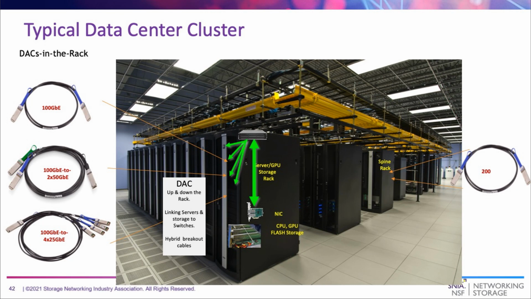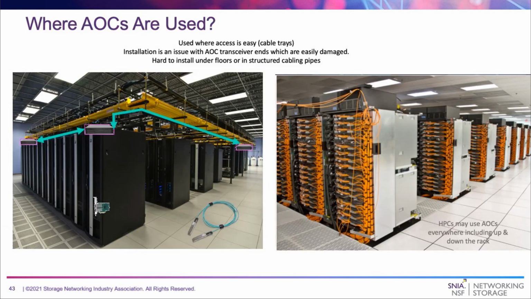So here's just a couple more slides. This is a typical data center picture. You can see the cable tray in yellow at the top. You're going up and down the rack with DAC cables, and you might have a splitter or a 2x splitter or 4x splitter, or even a straight, depending on what you want. And then if you use active optical cables, you're typically going to run across the top in that cable tray.